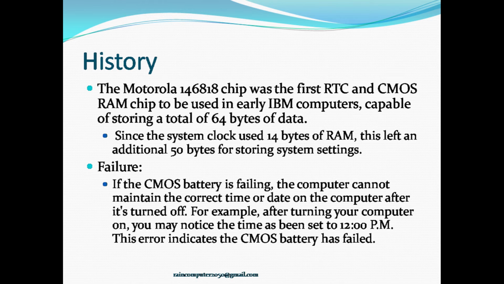How can we identify the failure of CMOS battery? The computer cannot maintain the correct time or date after it is turned off. When you turn on the computer, you can note the time is set to some 12 p.m. and a random date would be there. So from that we can easily identify the CMOS battery has failed and it can be replaced with the readily available CMOS battery CR2032 currently.